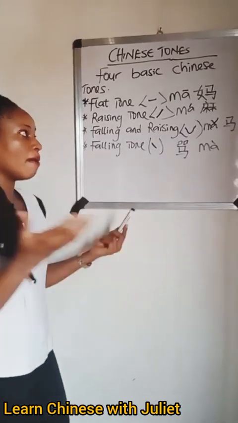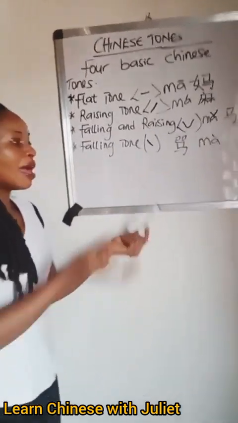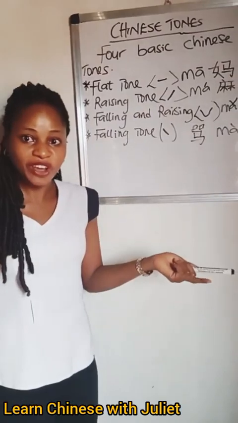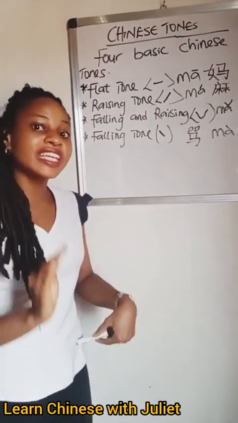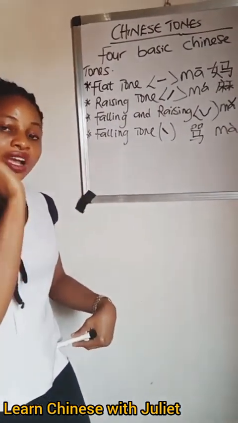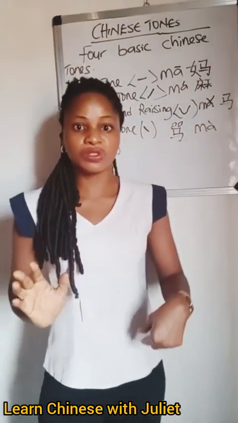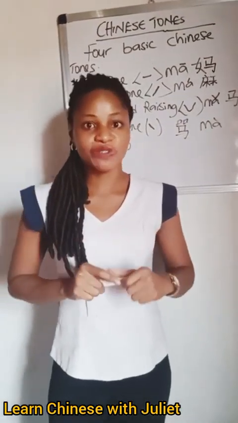Example, you want to say ma, mother, and you want to say ma. Are you trying to call me a horse? They are different. So we have to be careful with our tones, really, really careful with our tones, so we won't go outside there and abuse someone.